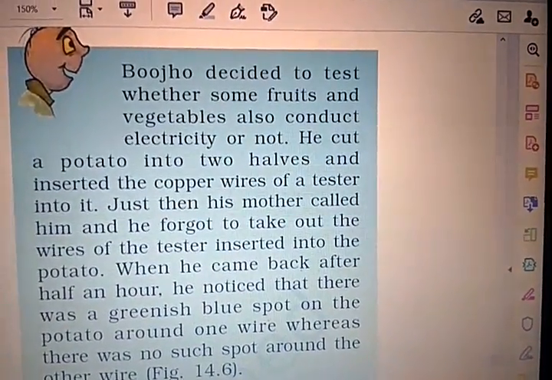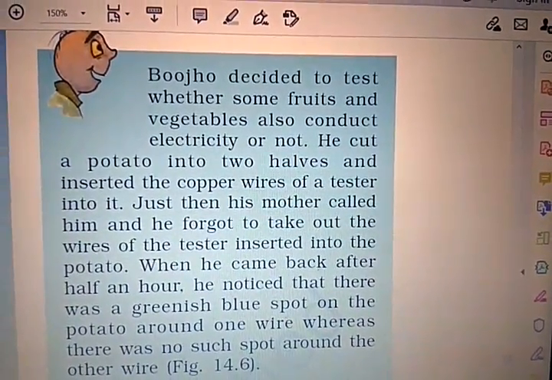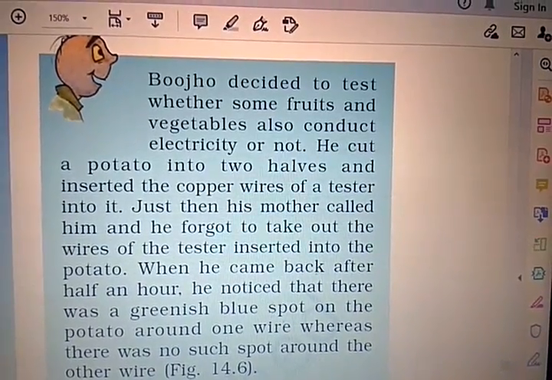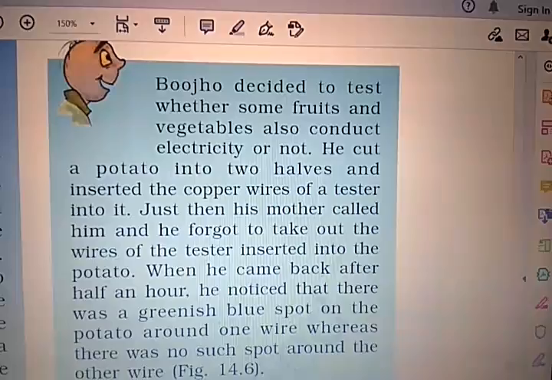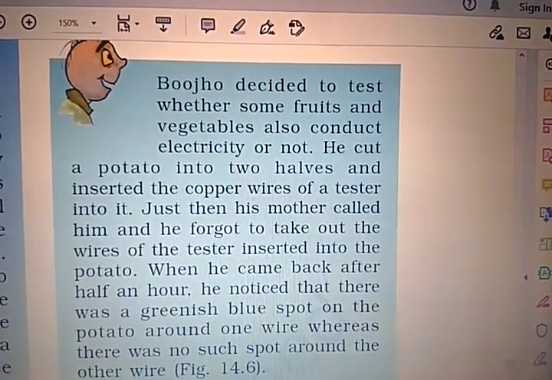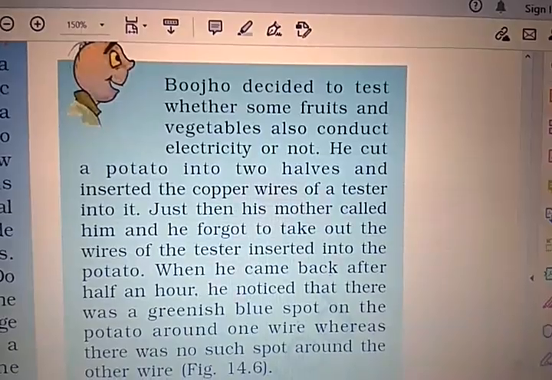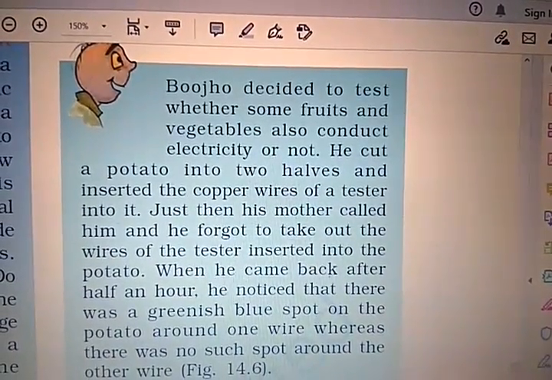Now next point. Boojho decided to test whether some fruits and vegetables also conduct electricity or not, right? Some of the vegetables also conduct electricity. Here is one of the experiments that we are going to see. He cut a potato into two, made holes, and inserted the copper wires of the tester into it.